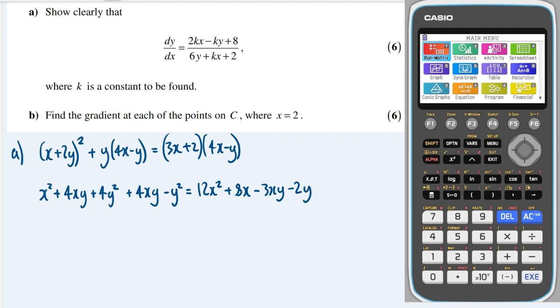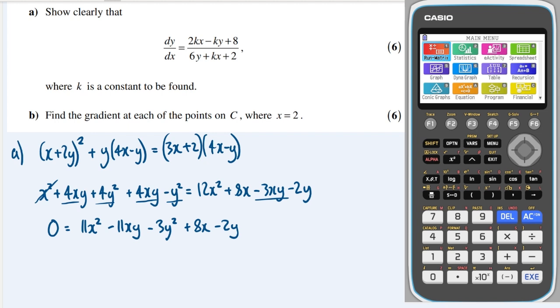Let's move everything over to the right side. Okay, so x squared subtracted gives you 11x squared. We've got a minus 3xy, and then we've got 8xy there, so when that comes over to the other side, it's going to be a minus 11xy. We've got a 4y squared minus a y squared, and when that comes over to the other side, it's going to be a minus 3y squared. And then we've got a plus 8x and a minus 2y.